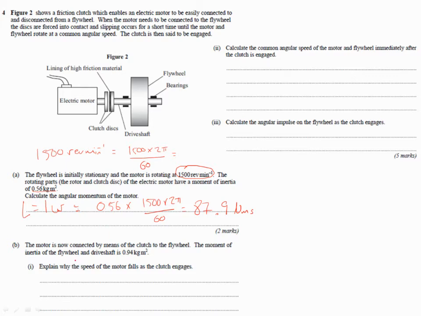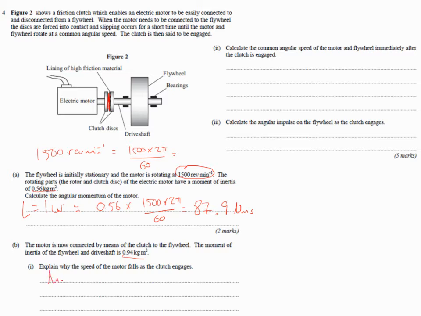It's fine. The motor is now connected by means of the clutch to the flywheel. So what's happening is this is going to be joining together. So it's now one big connected unit. The moment of inertia of the flywheel and drive shaft is this. So it's increased from this. Explain why the speed of the motor falls.